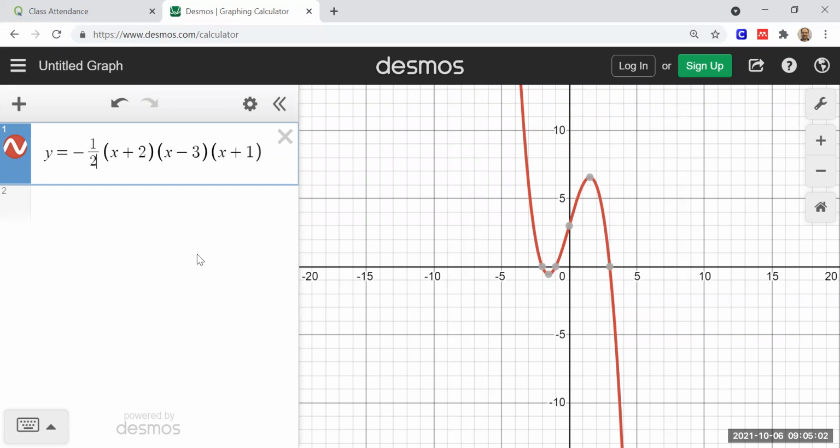An equation matches the x-intercepts and tells me if it's positive or negative. The equation tells me what this number is right out in front. Does that make sense? It's more precise. That's the a value that we solved for just a moment ago. All right, so let's go back now to the notes.